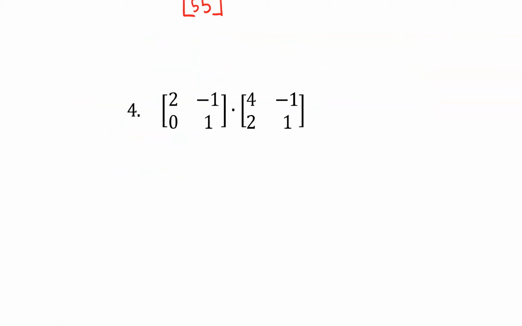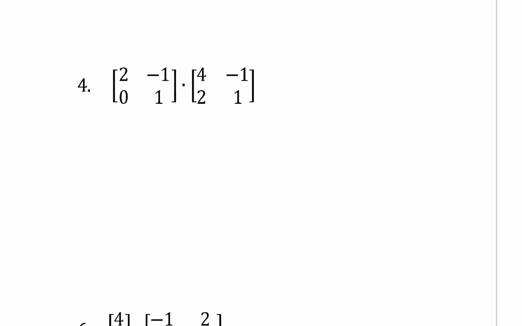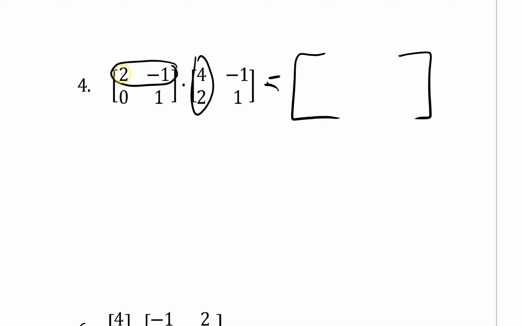Another 2 by 2 being multiplied by a 2 by 2, so our result will be a 2 by 2 again. So first row by first column. 2 times 4 is 8, plus -1 times 2 is -2. So 8 minus 2 will give us 6.